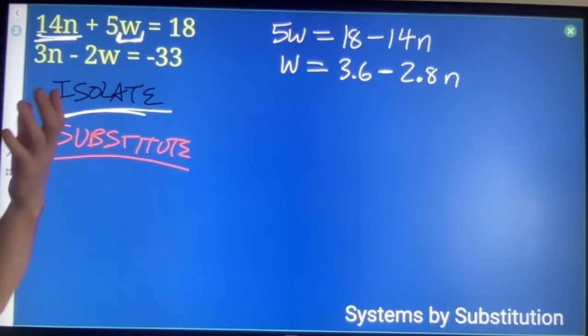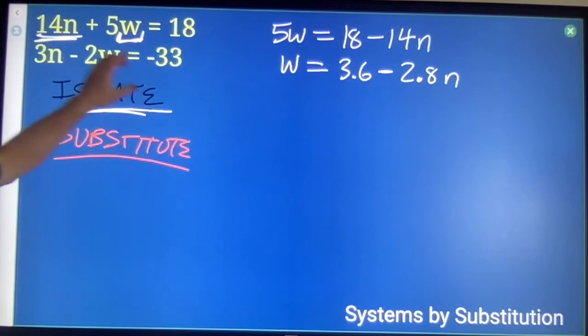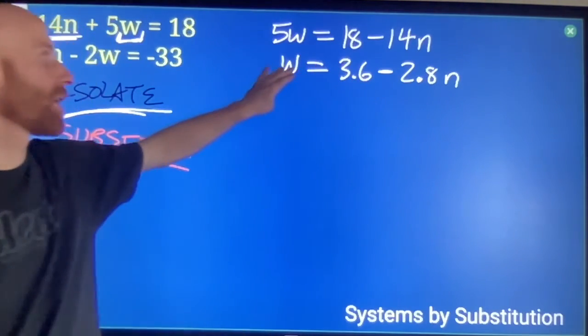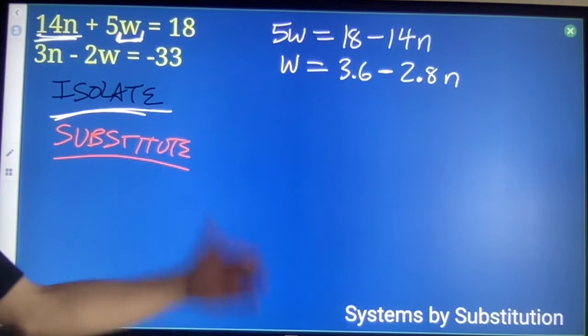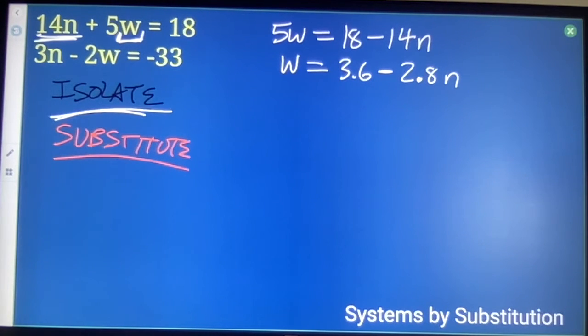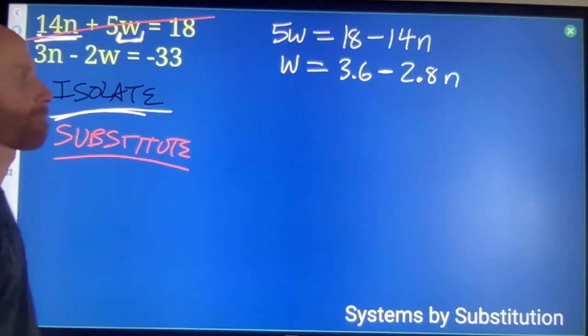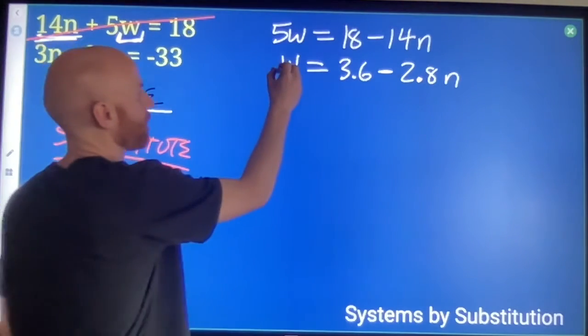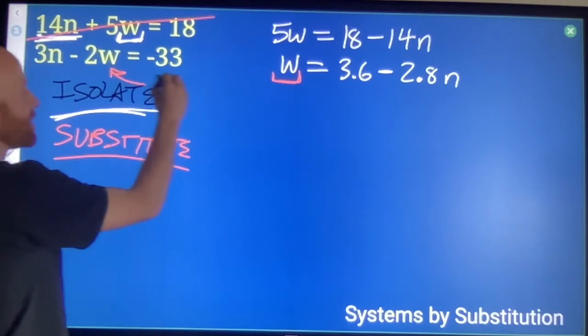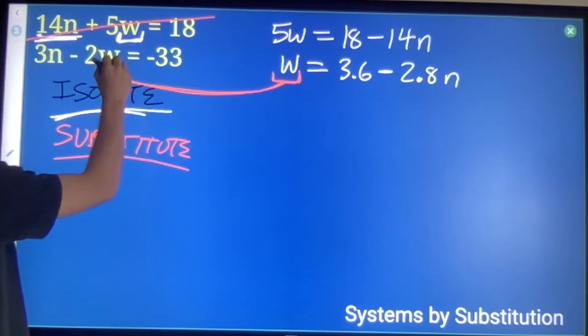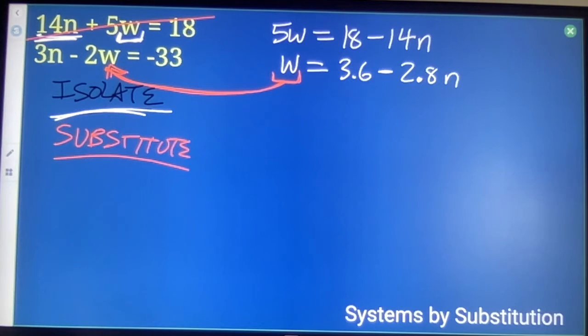By the way, if your teacher's going to be nice to you, they'll give you a system that already has one of the variables isolated, and then you get to skip the isolation step and just move directly to substitution. Substitution says this. I've used this equation already to isolate. I'm going to take this value, W, and replace W in my other equation.